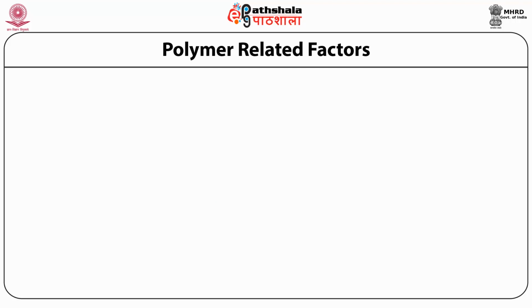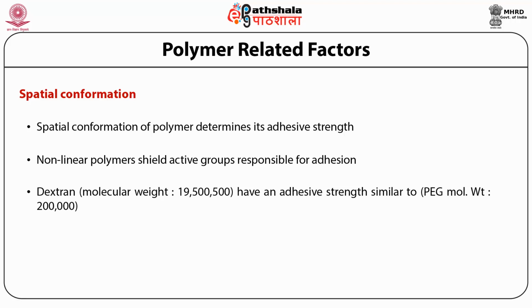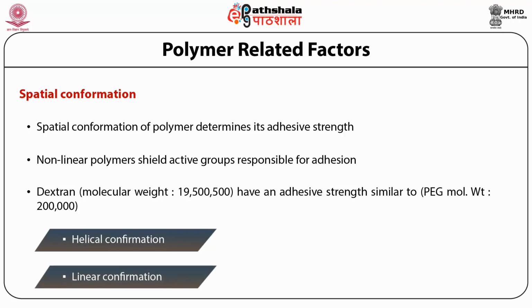The next one which we are discussing is the spatial conformation of the polymer. Spatial conformation of polymers determines its adhesive strength. Non-linear polymers or polymers with helical structures may shield many active groups responsible for adhesion. Example is dextran, which has a very high molecular weight, but the adhesive strength is very much similar to polyethylene glycol with a much lower molecular weight. This is because of the helical conformation of dextran as compared to the linear PEG.